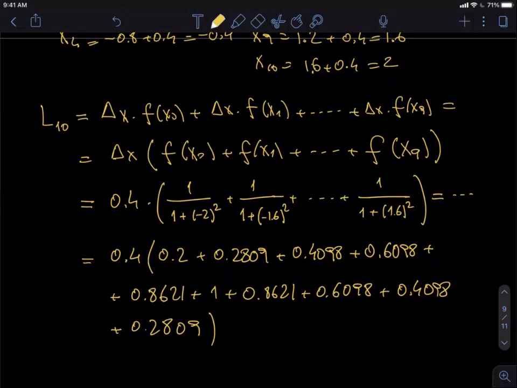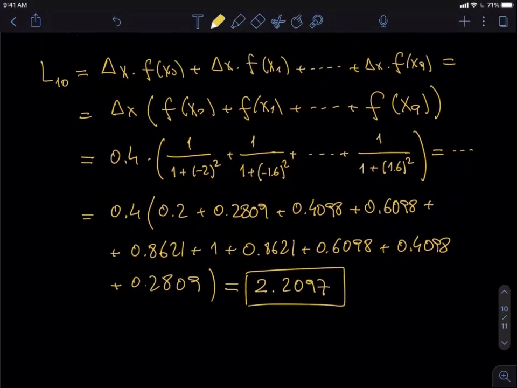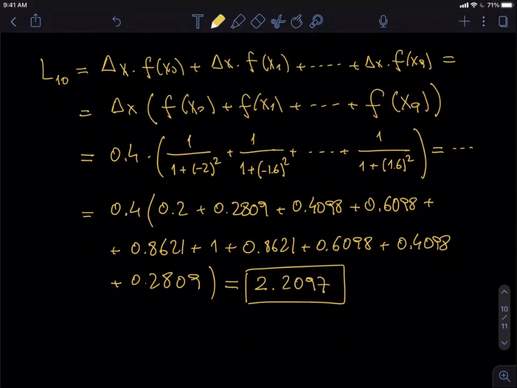Here you can use Excel, for example, if you know how to use it, or just the calculator. In case you are thinking how to do this in a problem, you will not usually be asked to do such a large number of rectangles, okay? It will always be something manageable. But once we compute all this, the sum of all these times 0.4, we get 2.2097.